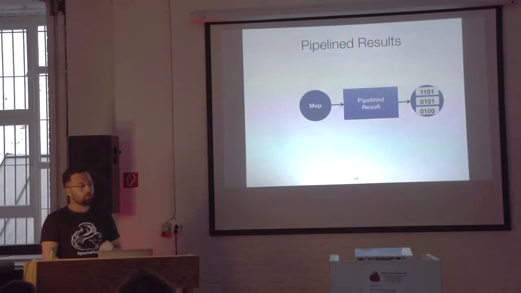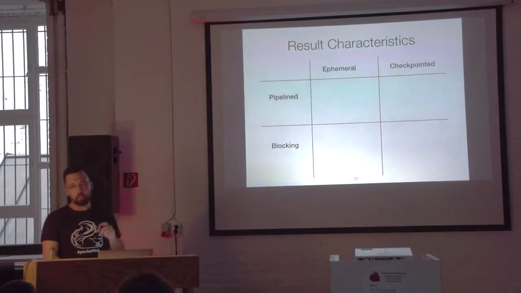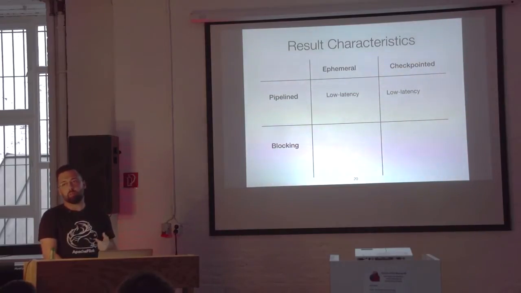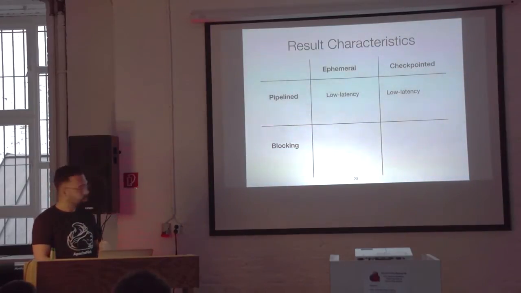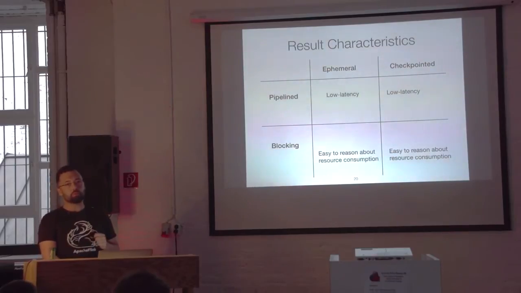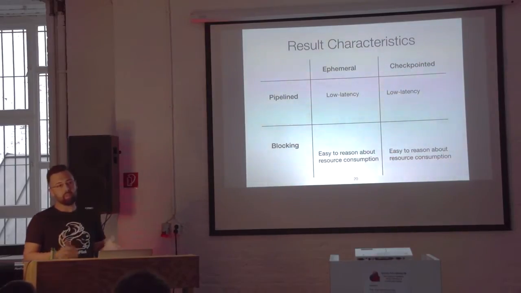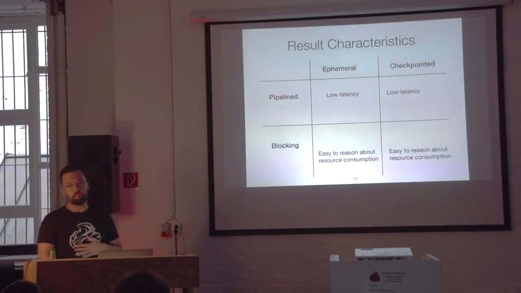So why would you do this? As a first result, pipelined intermediate results give you essentially lower latency for your programs. So this is nice. This can mean that your programs finish faster. Blocking results, on the other hand, allow you to reason about your programs in a very nice fashion, because you exactly know when the producing task is online, when it's finished, and you can easily manage your resources.